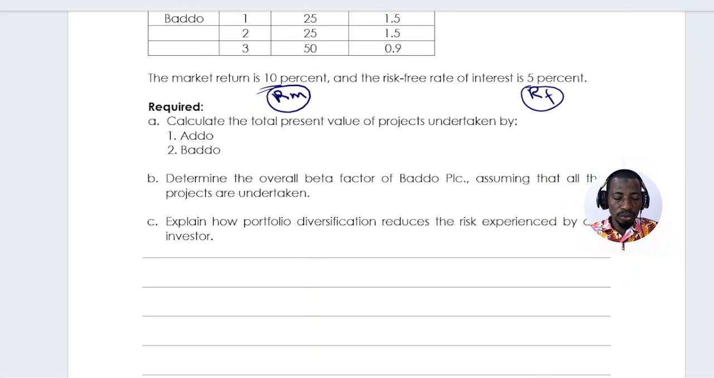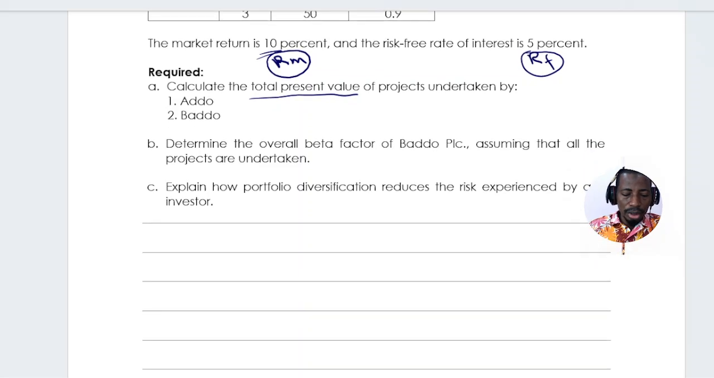So to solve this question, you are asked to compute the total present value. How do you compute total present value? Present value is the same thing as market value. So when you want to compute present value, all you need to do is to discount the future cash flow and you sum the numbers. You discount the future cash flow to the present value equivalent. That's all. Okay?